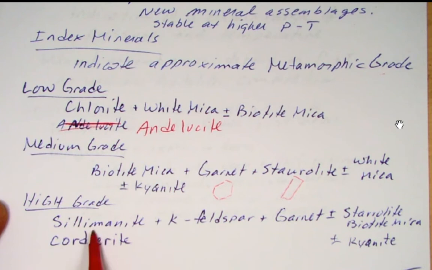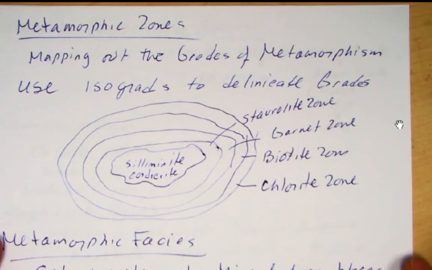And then at highest grade, sillimanite. That's a high temperature aluminosilicate. Maybe some K-feldspar, and garnets can be there. So different minerals. Cordierite is a metamorphic mineral that forms at very high temperatures and pressures. So it just depends on the pressure-temperature condition, the metamorphic zones.